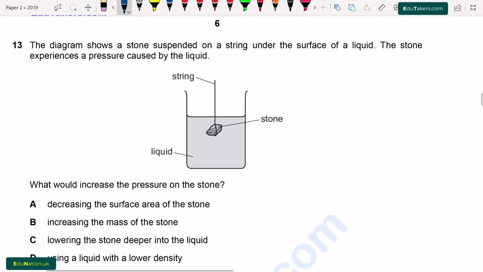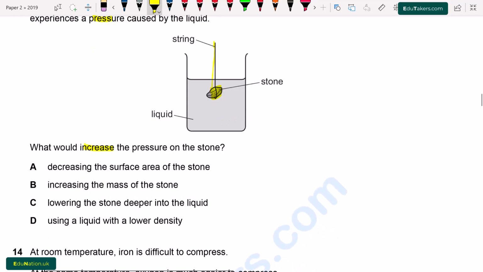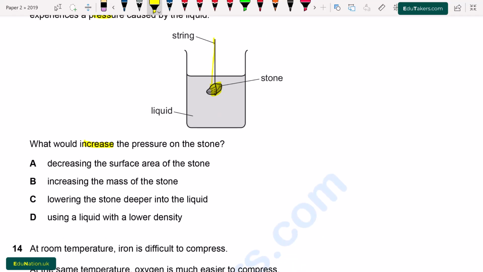Question number 13. The diagram shows a stone suspended on a string under the surface of a liquid. The stone experiences a pressure caused by the liquid. Here is a stone that is inside the liquid and it is suspended by the string. What would increase the pressure of the stone? Here we have to increase the pressure on the stone. How we can increase this? Option A, decreasing the surface area of the stone. B, increasing the mass of the stone. C, lowering the stone deeper into the liquid. D, using a liquid with a lower density.